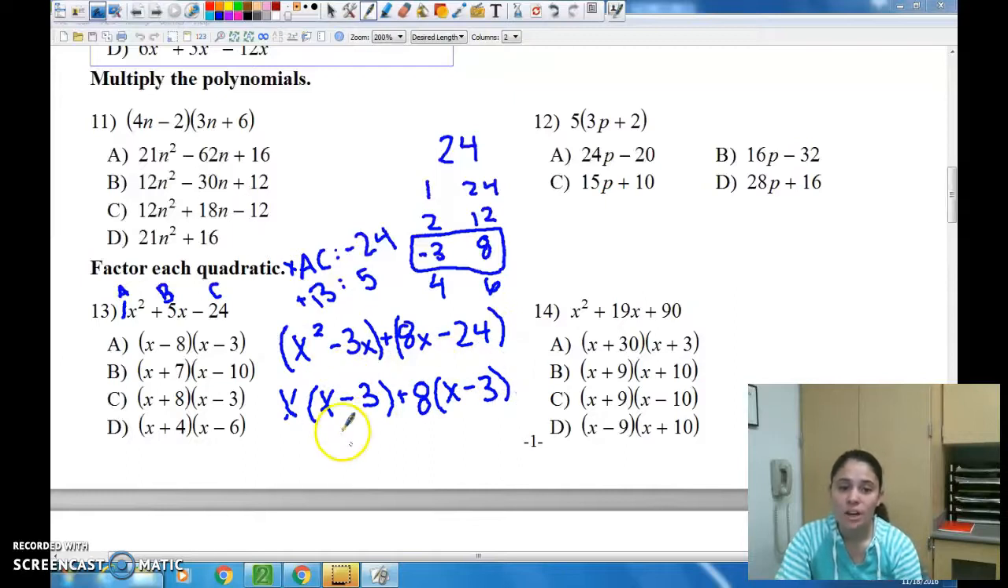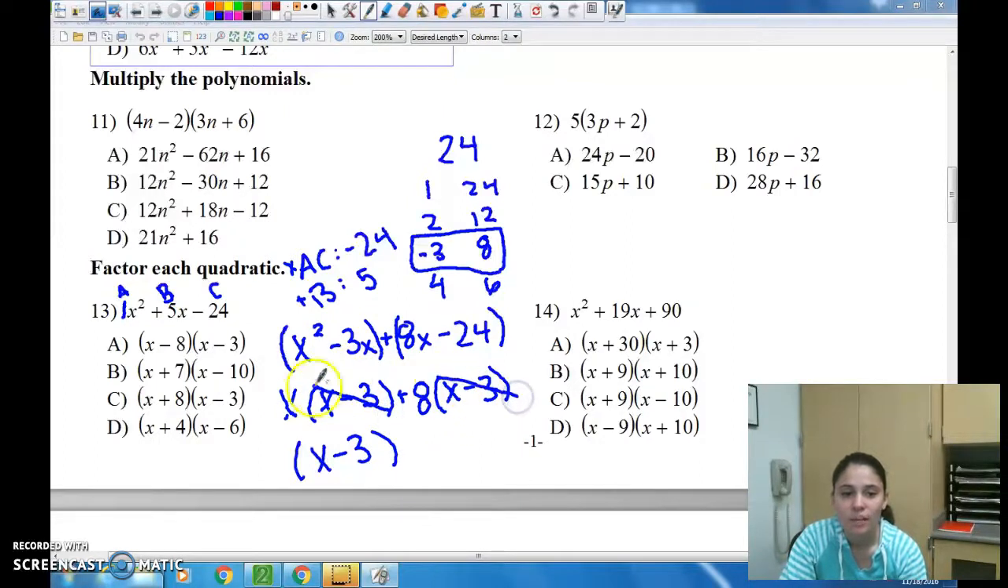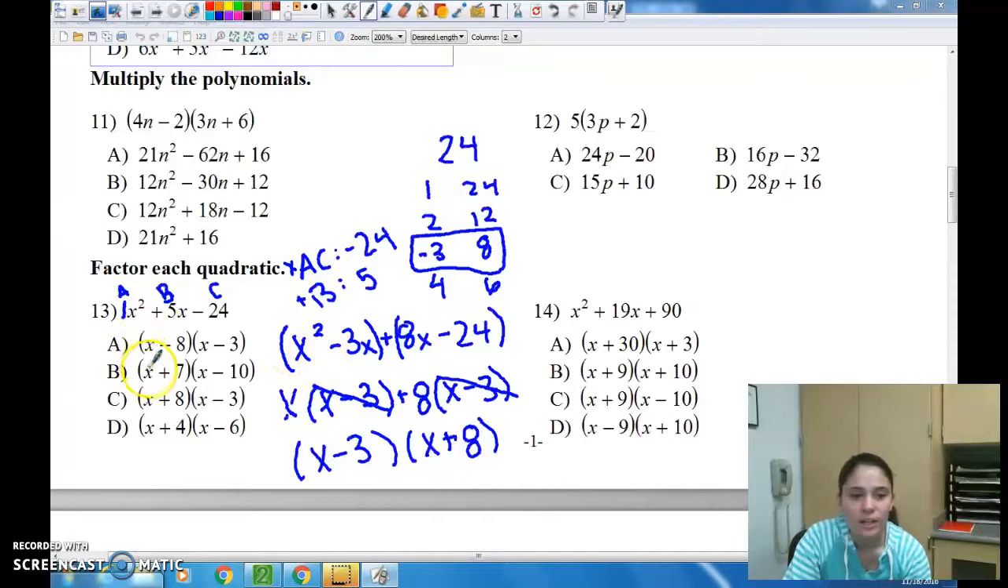So now I know I'm on the right track because this parenthesis matches this parenthesis. So I'm going to pull out what's in parentheses. So I have an x minus 3. So then this is gone, and I'm left with x plus 8. And if I look in my answers over here, I have right here, I have an x plus 8 and an x minus 3. So my answer is C.